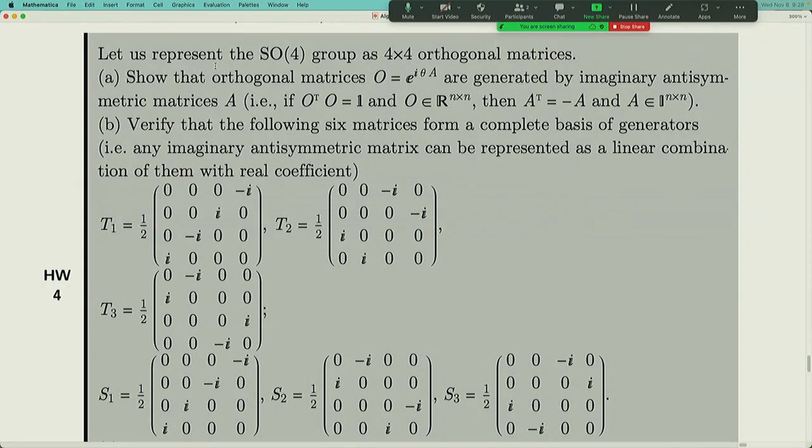So here is a homework, but the homework is not about this classical dynamics. It's about a warm-up of what we mean by the SO4 group.